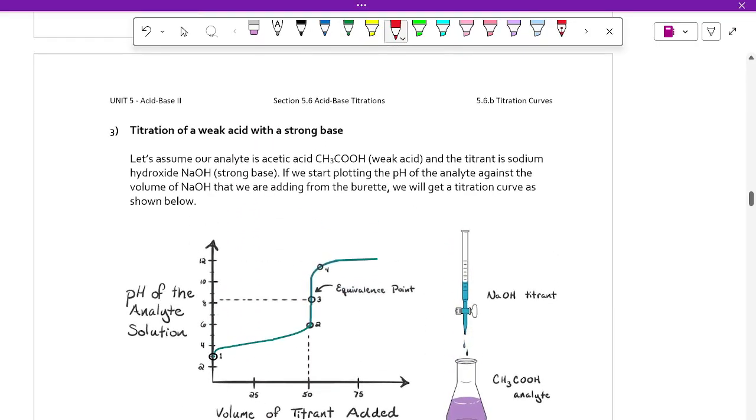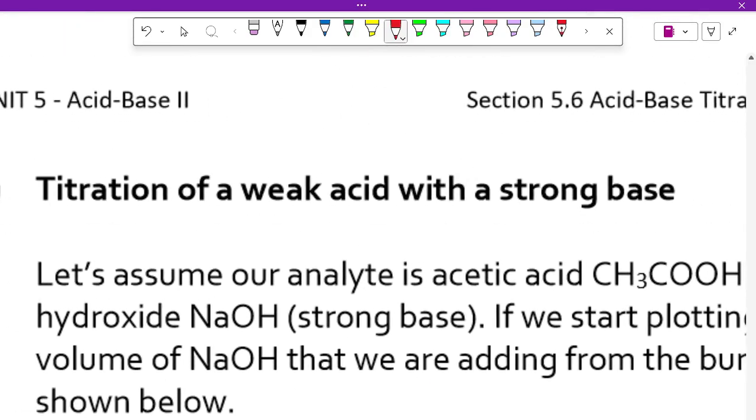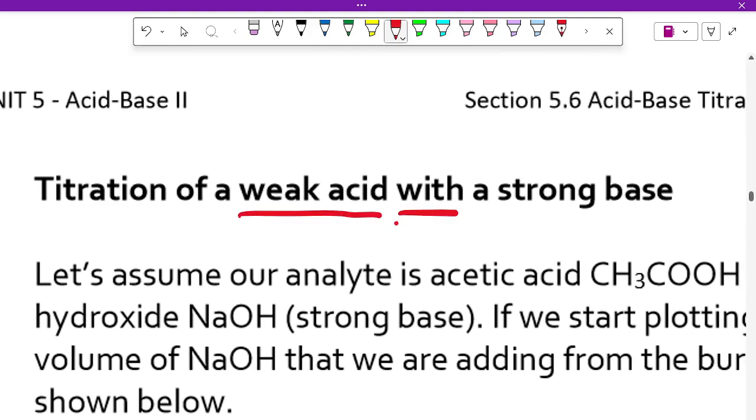Now, remember how we did mixtures of strong acids and strong bases, and then we did mixtures of weak and strong. Now we are titrating a weak acid with a strong base. According to this sentence, which one are we adding into the other? Yeah, we're adding strong base into the acid.